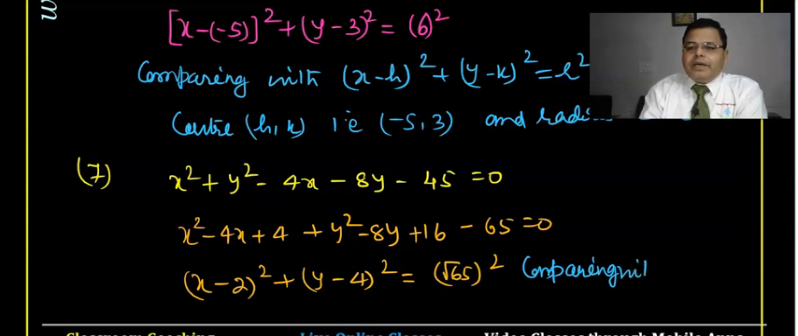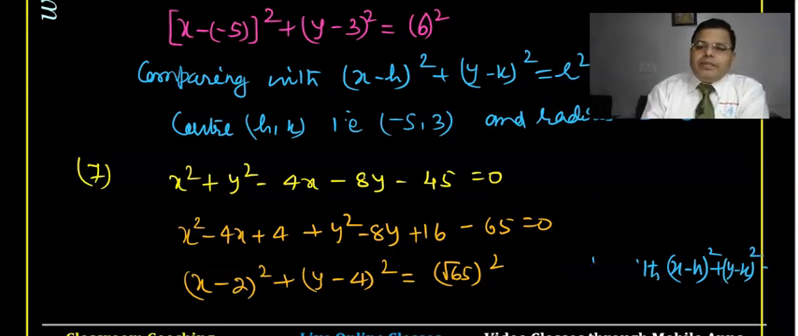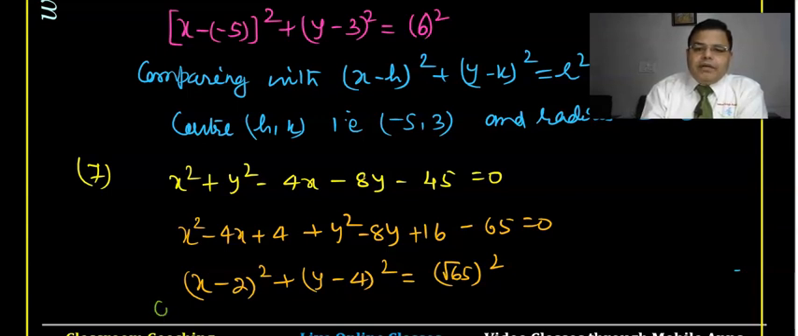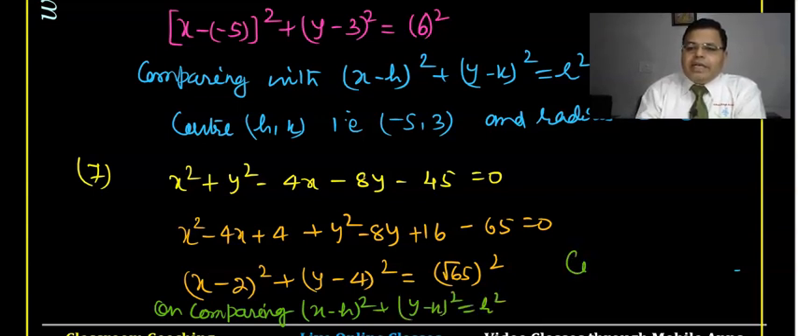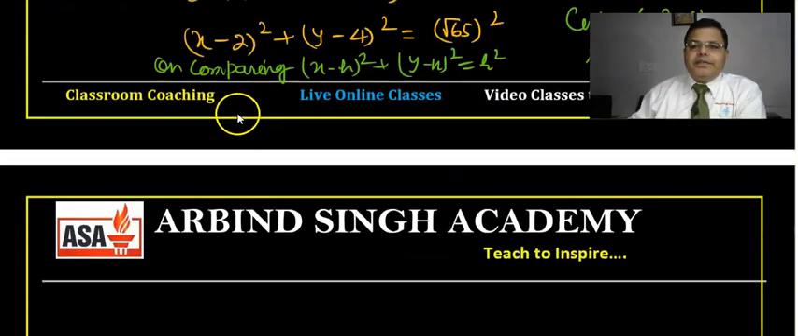On comparing with the standard form, (x − h)² + (y − k)² = r², you will get the center as (2, 4) and the radius is √65. So you will get it, right?